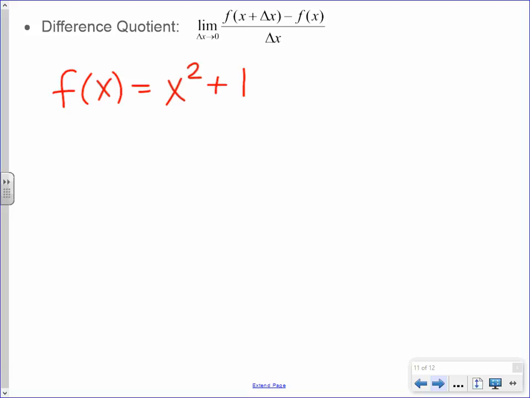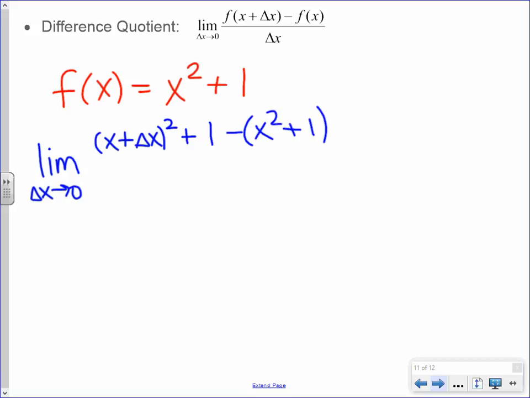So, the limit of the difference quotient. We have the limit as delta x approaches 0 of f of x plus delta x. That means we're plugging x plus delta x into our function. Remember, if you want to use h, that's fine. Minus f of x. Remember to put f of x in parentheses so you remember to subtract the entire function. All over delta x.